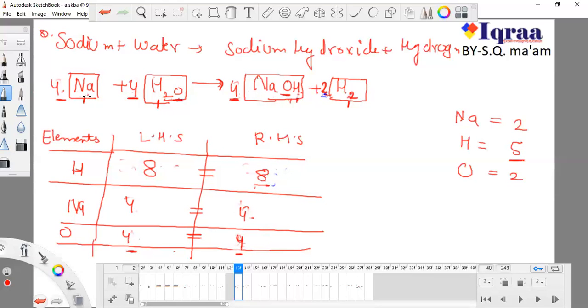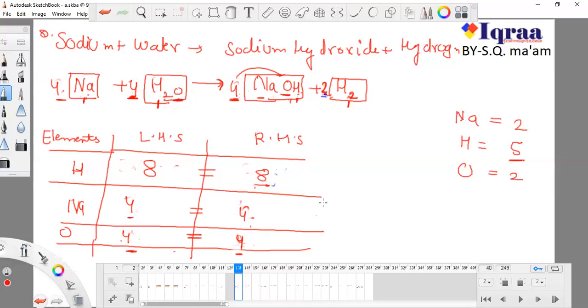Let's check the number of sodium. The number of sodium is 4 at left hand side, and the number of sodium is 4 at right hand side. Let's check about the oxygen. The number of oxygen is 4 at left hand side, and the number of oxygen is 4 at the right hand side. Do you know how we achieved this?